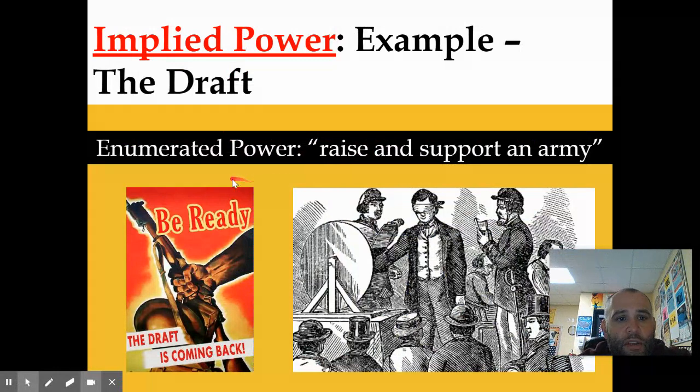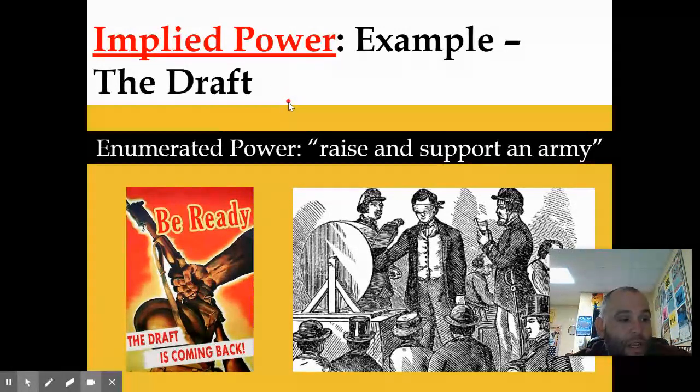An example of this: a delegated power specifically listed in the Constitution is that Congress has the right to raise and support an army. An example of an implied power would be the selective service, the draft. It doesn't say that Congress has the right to implement a draft, but because that is necessary and proper to raise an army, that's what we call an implied power, given to them by the elastic clause.